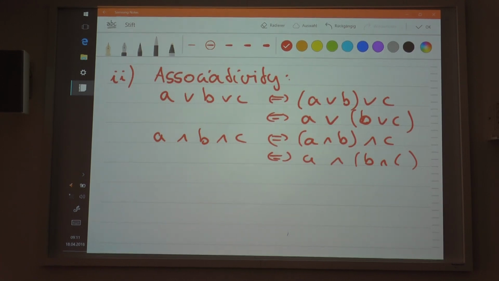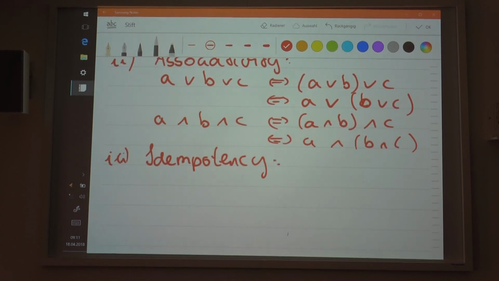Okay. Now the third property that I would like you to consider is the so-called idempotency. This is easy. For instance, suppose that you perform these binary operators on two statements which are equal. So suppose that you perform the disjunction on a statement with itself. If you say A or A, this means that this is true if and only if statement A is true. All right? So that should be clear.